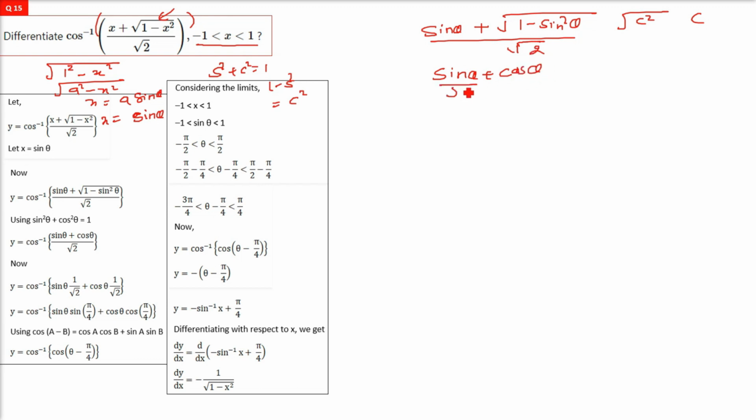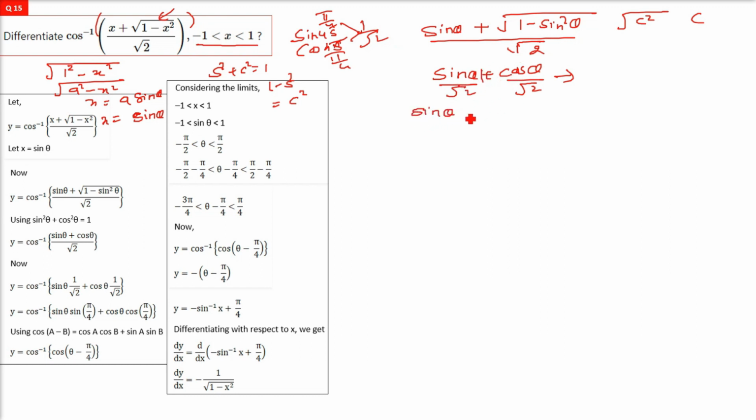So root 2 you can take separately. And what do you get? You get sin theta times 1 by root 2. In place of 1 by root 2, you can have sin pi by 4 or cos pi by 4, but we have to make a formula out of it. Because sin 45 degree, cos 45 degree, sin pi by 4, cos pi by 4, all are 1 by root 2 only. So in place of 1 by root 2, you can put any value which you need. But we need to make a formula.